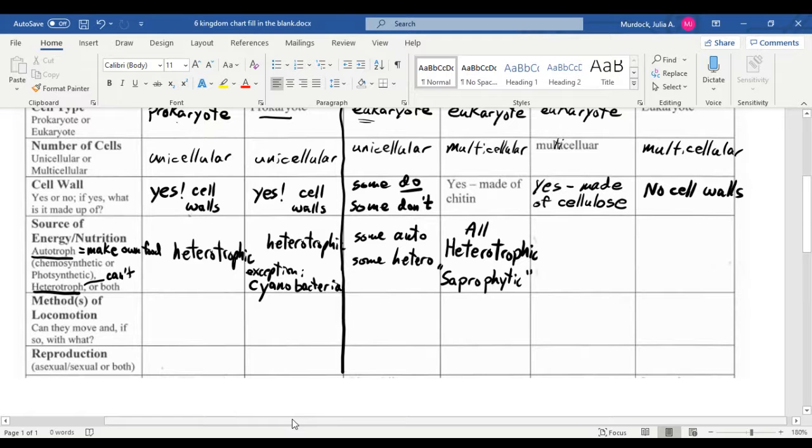Autotrophs or heterotrophs? All autotrophs, yes. All plants do photosynthesis, yes. Okay, what about animals? Heterotrophs, very good. Okay, all animals are heterotrophs.